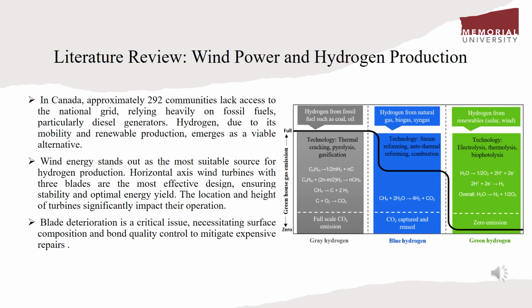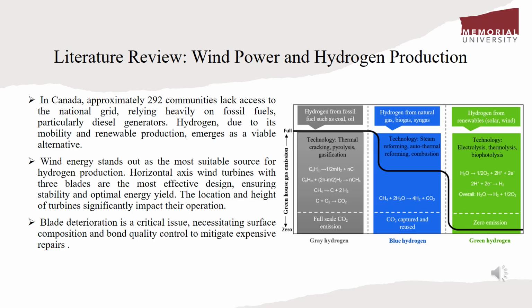We delve deep into the literature surrounding the intersection of wind power and hydrogen production, shedding light on key insights driving our project forward. In Canada, approximately 292 communities lack access to the national grid, predominantly relying on fossil fuels like diesel generators. This underscores the urgency for sustainable energy solutions.